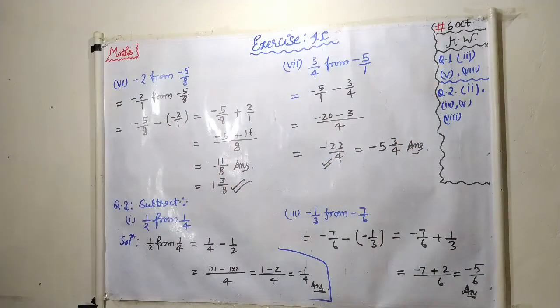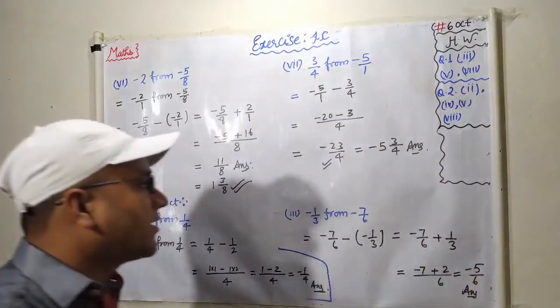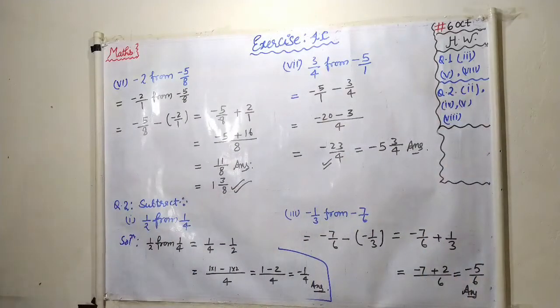Okay, now others you will do it yourself. Question number 2nd, 4th and 5th and 8th one. Okay, this is your homework. Now the next question, question number 3rd, find. It is also based on a subtraction, students.